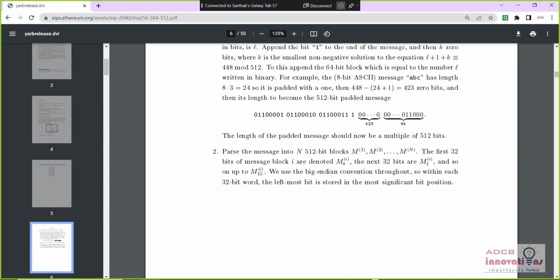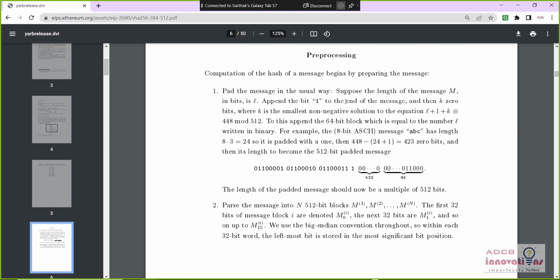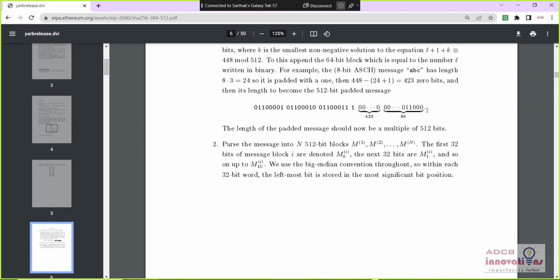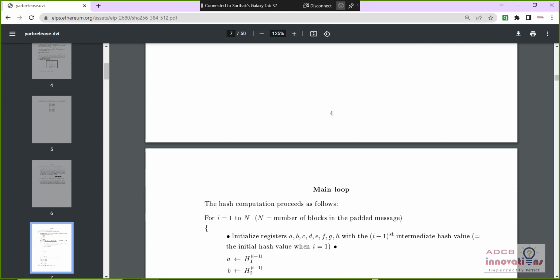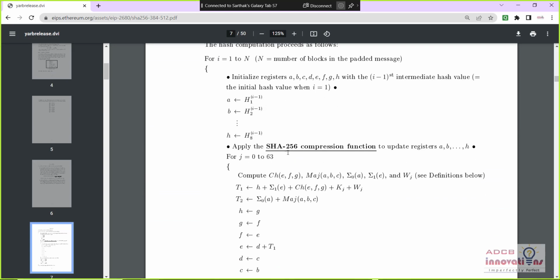Similarly, we will be pre-processing. You see here is this ABC example. All right, so basically we are appending to our example like this only to make it 512 bits. You see we are following all these steps. We have initialized the hash.